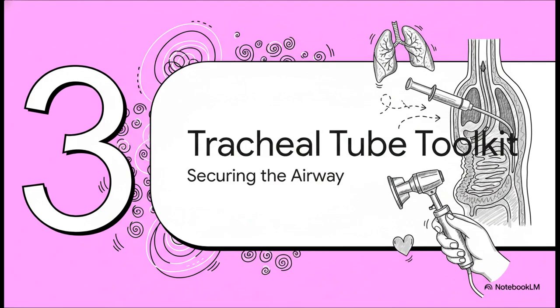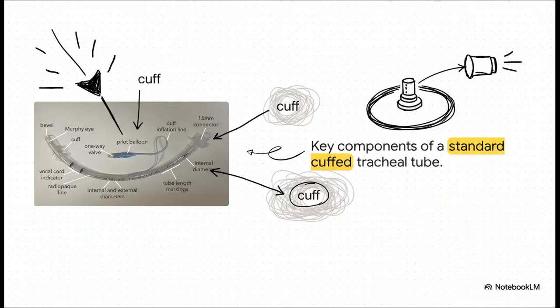So, you've used your laryngoscope, you've got that perfect view of the larynx. What's next? Well, now you've got to secure it. And for that, we turn to the absolute workhorse of airway management, the tracheal tube. You have got to know the parts of this thing for your exam. I mean, really know them.